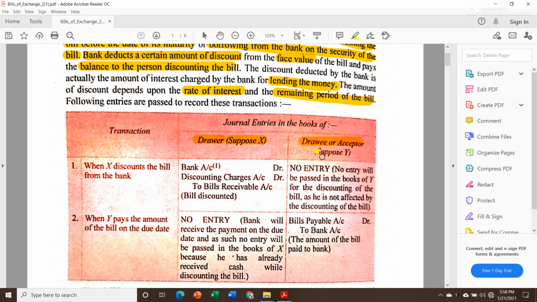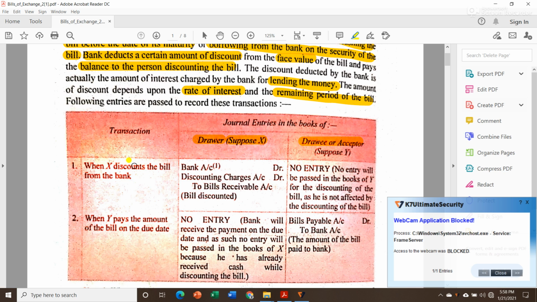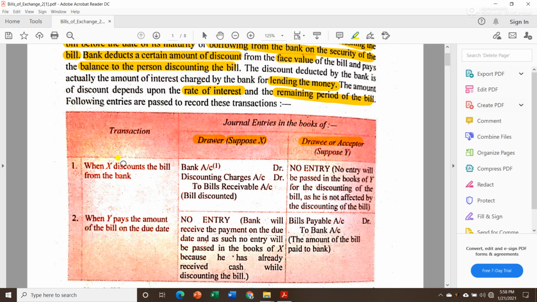Now the first transaction will always be for selling goods. If that transaction is not mentioned in your question, then you don't need to pass a journal entry. Then the next transaction is when X discounts the bill from the bank.